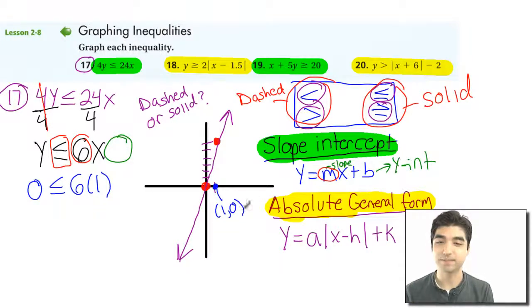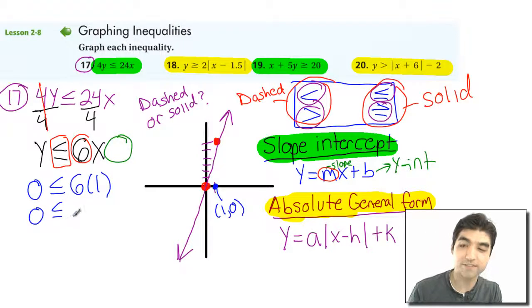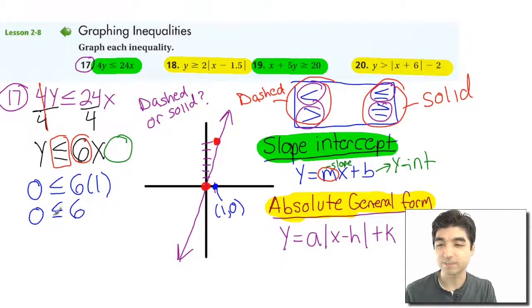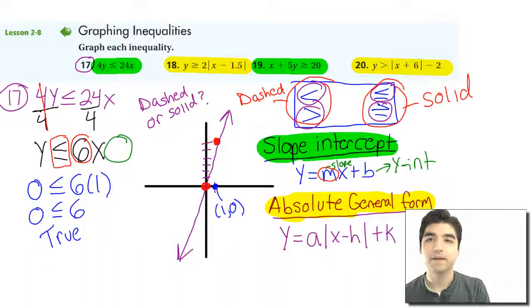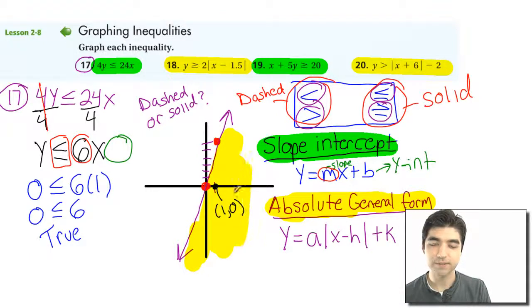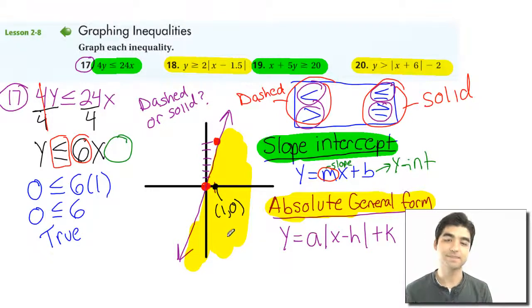Hopefully you understand what just happened there. Then you just simplify this. Negative 0 is less than or equal to 6. Is that true? That is true. So that's true. So that means that we graph on the side of our test point, which in our case would be this side. So I would shade that side.